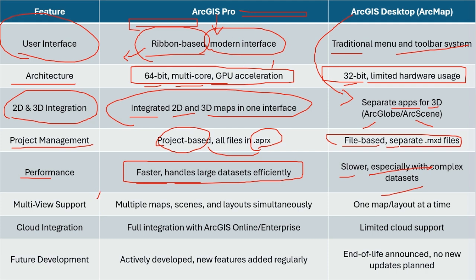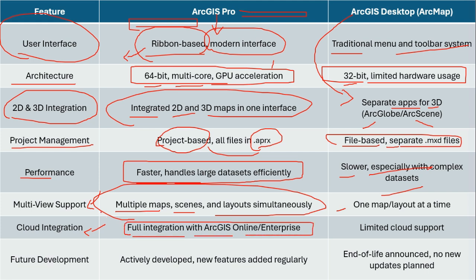ArcGIS Pro also supports multi-view, so you can create multiple maps, scenes and layouts simultaneously, while ArcGIS Desktop only provides one map and layout at a time. ArcGIS Pro is also integrated with cloud systems, fully integrated with ArcGIS Online and Enterprise. You can import data from ArcGIS Online and upload data to ArcGIS Online, but ArcGIS Desktop has only limited cloud support. And if we talk about future development, ArcGIS Pro is actively developed.